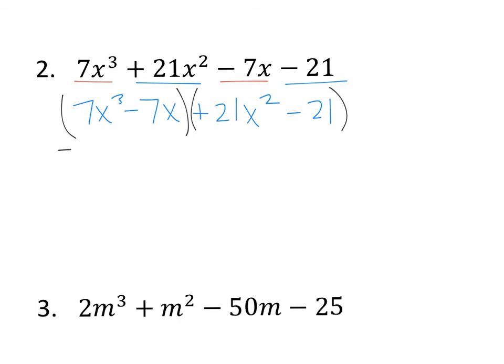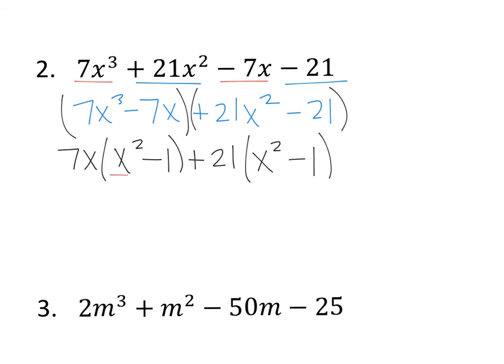Well, that's a 7x. Now if I undistribute, 7x times what gives me 7x cubed? X squared. And then 7x times what gives me negative 7x? A minus 1. Now let's look at our 21x squared minus 21 and take out the GCF. That would be 21. And now 21 to get to 21x squared would be an x squared. 21 times what gives me negative 21? A negative 1.